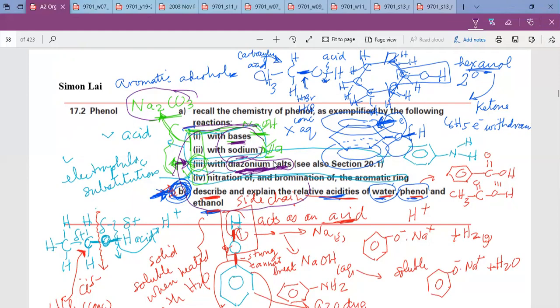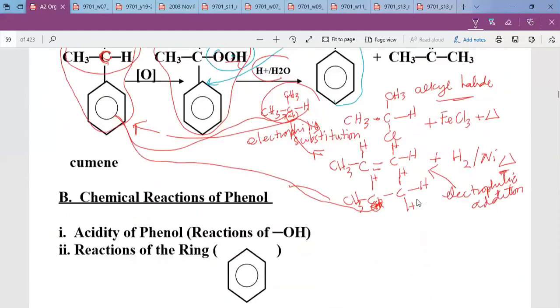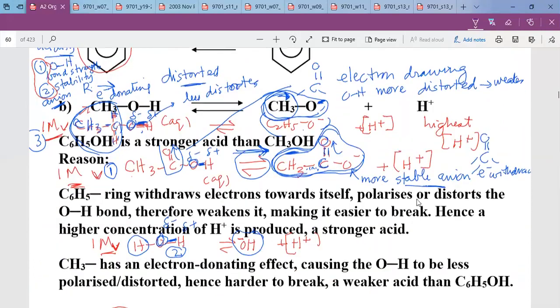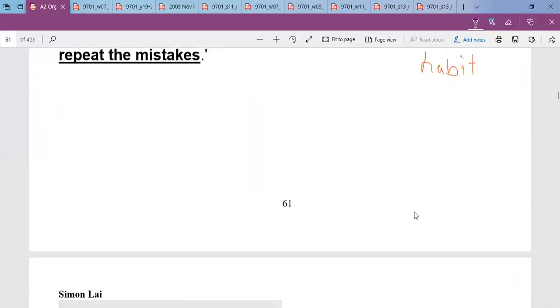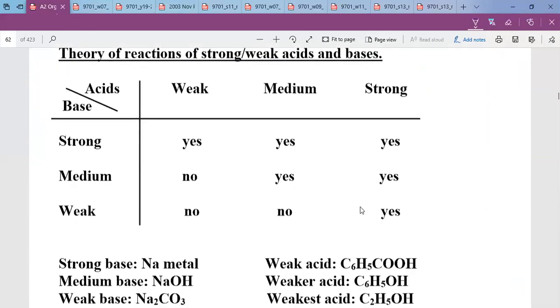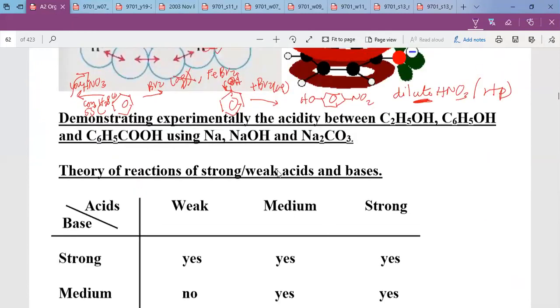Now let's look at here first. I'll give you a brief view of the theory and then look at two questions, how it comes out, so at least you can know I'm not talking nonsense. The theory is demonstrating experimentally the acidity between ethanol, which is aliphatic alcohol, they always use that, phenol, which is aromatic alcohol with the ring, and of course benzoic acid, which is aromatic.